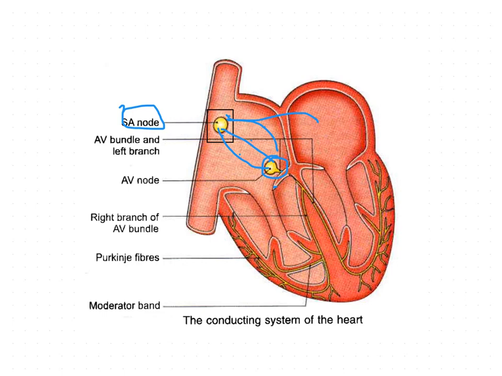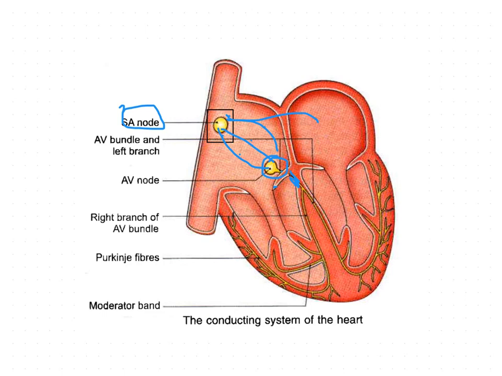Now coming to the atrioventricular bundle. It is also called the bundle of His. It is the only muscular connection between the atrial and ventricular musculatures.